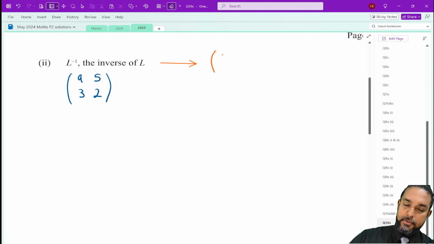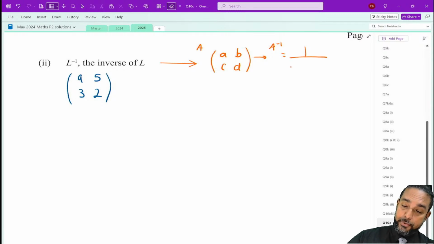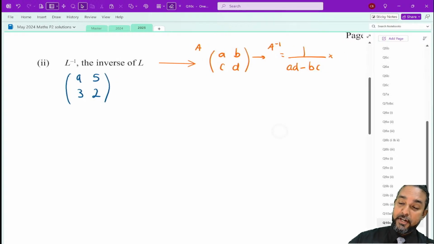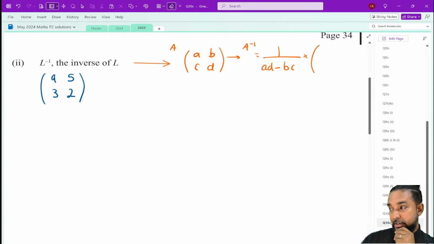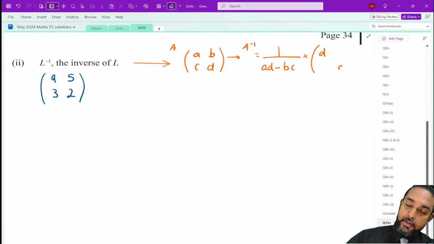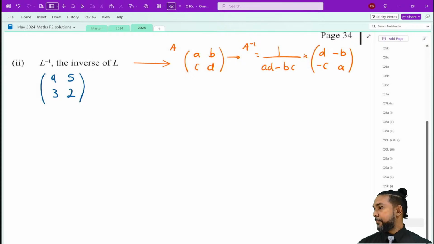Just to help you a little bit if you need it: if you have a matrix A with entries a, b, c, d, to find A inverse you put 1 over the determinant, which is a multiplied by d minus b multiplied by c. Then you multiply by what we call the adjoint of the matrix. The adjoint is simply a rearranging and modification of the values inside. We swap the items on the leading diagonal, the primary diagonal, and we change the signs of the items on the secondary or non-leading diagonal. I'll give you a minute or two to sort it out.